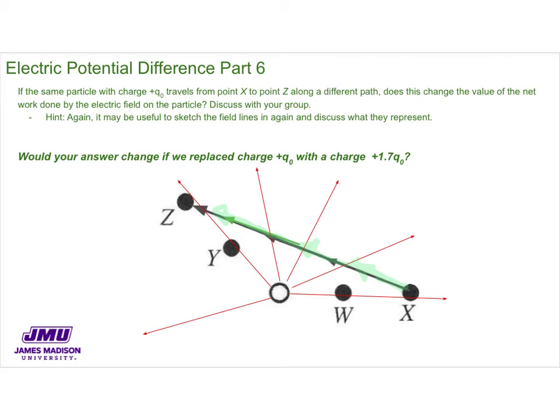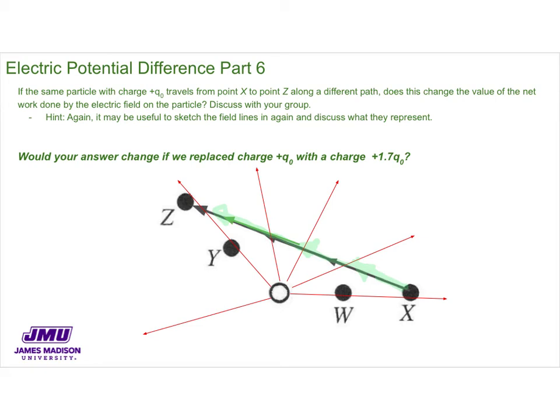That means that no net work is done on the charged particle as it moves from point X to point Z. First negative work is done, then positive work is done, and because X and Z are equidistant from our center charge, the path is symmetrical and the net work by the end is 0. That tells us that the path does not matter. This is a path-independent value, that the work from X to Z is 0 on this charge.